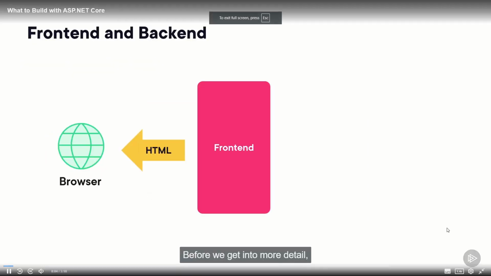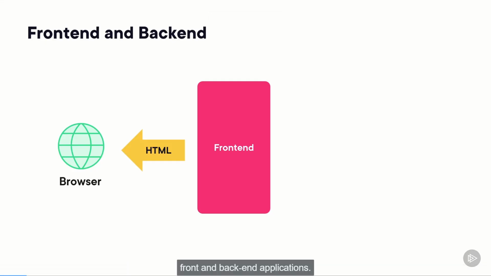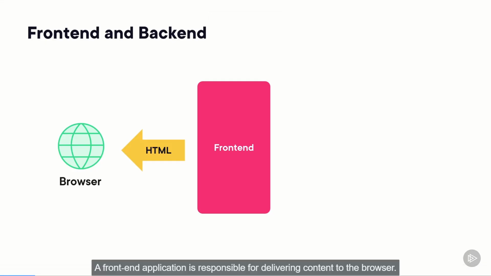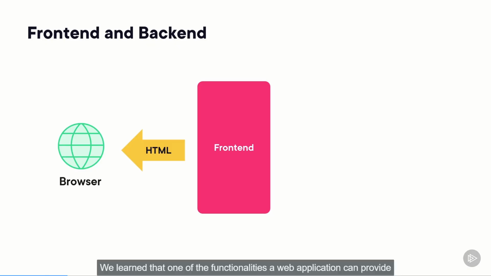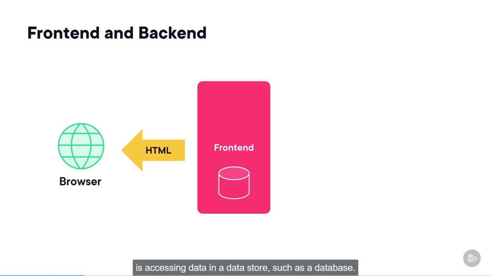Before we get into more detail, I want to make sure we are on the same page regarding front and back-end applications. A front-end application is responsible for delivering content to the browser. It has to be content the browser can understand, such as HTML, CSS and JavaScript. We learned that one of the functionalities a web application can provide is accessing data in a data store, such as a database. The front-end application could implement the logic to access the data store itself, as well as the logic around it that makes sure the data is correct, the business rules.